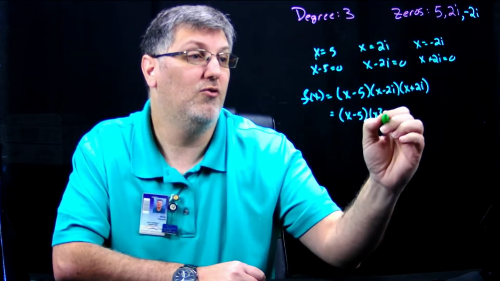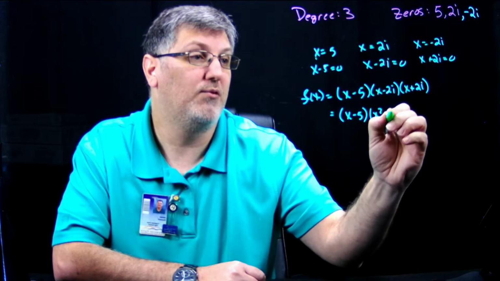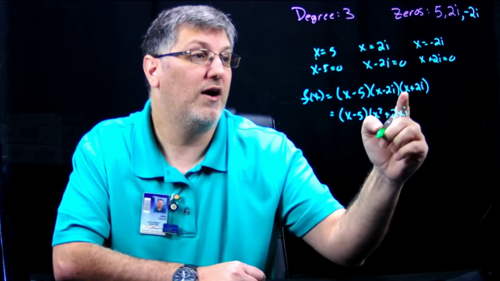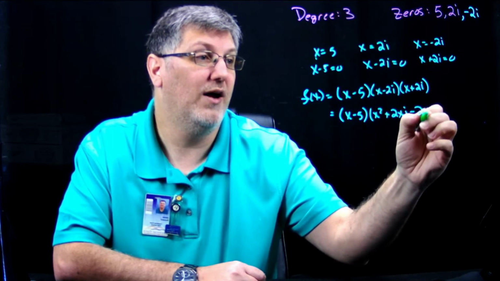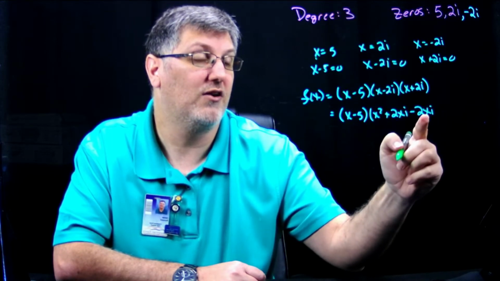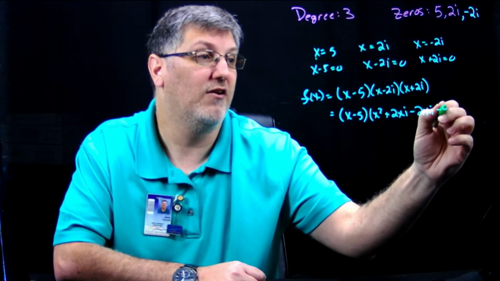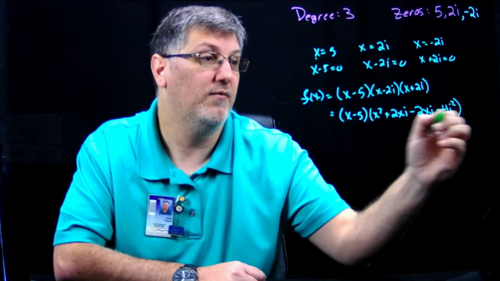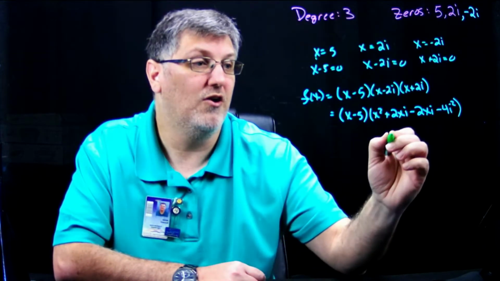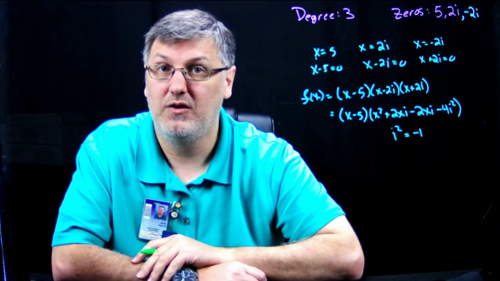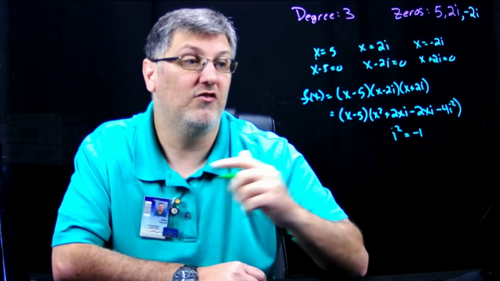X times a 2i gives me plus 2xi. Negative 2i times x is a negative 2xi. You can see that these are going to cancel. And a negative 2i times 2i gives me a negative 4i squared. Okay, something you need to know. i squared by definition is a negative 1. So we're going to need that to get rid of the i's.